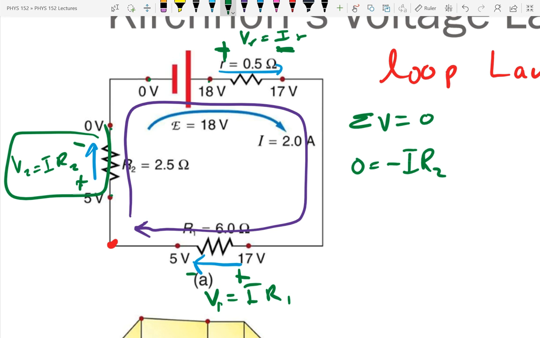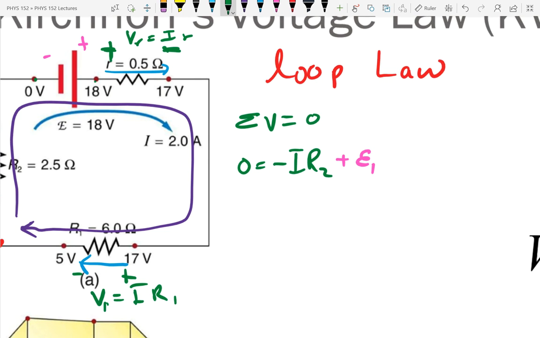I know the numbers are written on the circuit, but how do you know which side's positive for that power supply? The longer one is the positive. So for that power supply, this side is positive, this side's negative, so that's a rise.